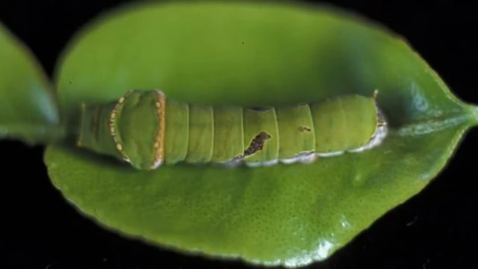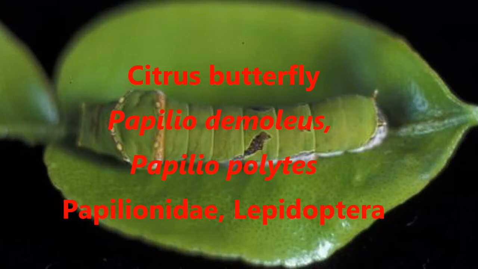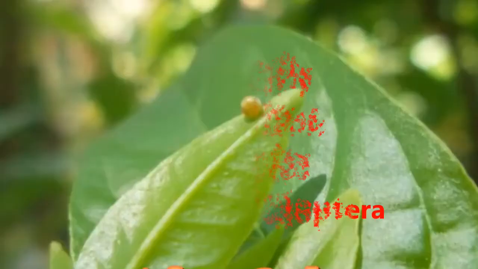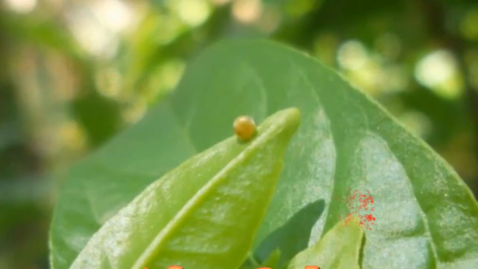Now I explain about the citrus butterflies. The scientific name of the citrus butterflies is Papilio demoleus, and another species is Papilio polytes, and its family is Papilionidae, and its order is Lepidoptera. Now I am asking about the biology of the citrus butterfly.